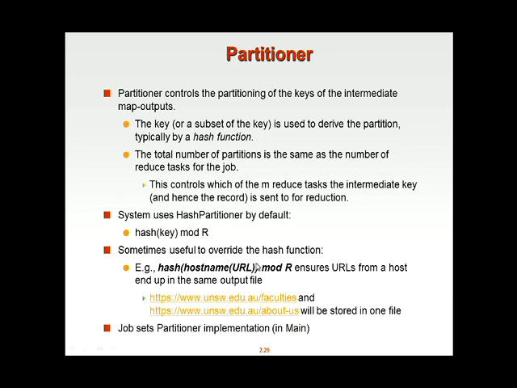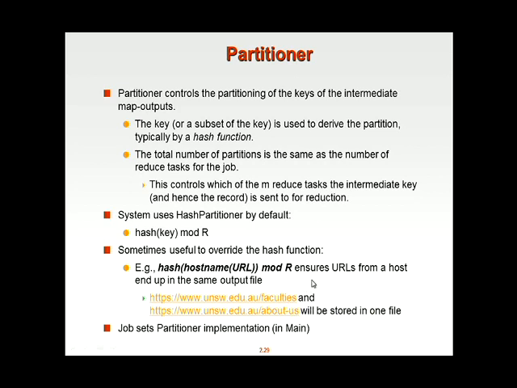So what we can do is first get the host name of the two URLs. For example, we get the host www.usw.edu.au for both URLs. As a result, they will have the same hash value because they have the same host name. Then we only use the host name to compute the partition. This guarantees that they will be put into the same partition, processed by the same reducer, and as a result stored in the same output file. So that's why we need a partitioner in some cases.